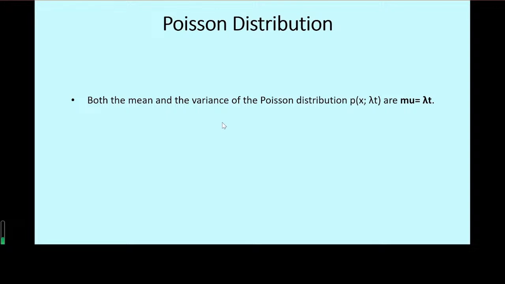So the Poisson distribution's mean and variance are equal. They are both equal to mu, which equals lambda t. So only one parameter is enough to define a Poisson distribution, and this parameter is mu. It is the average number of occurrences in the long run, or lambda t for this time period.